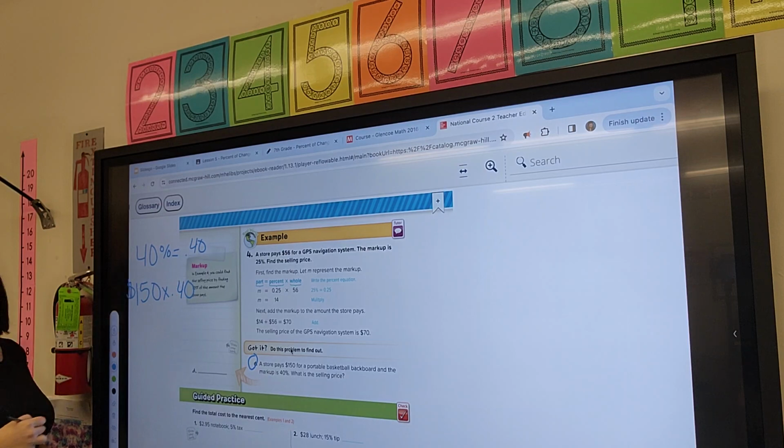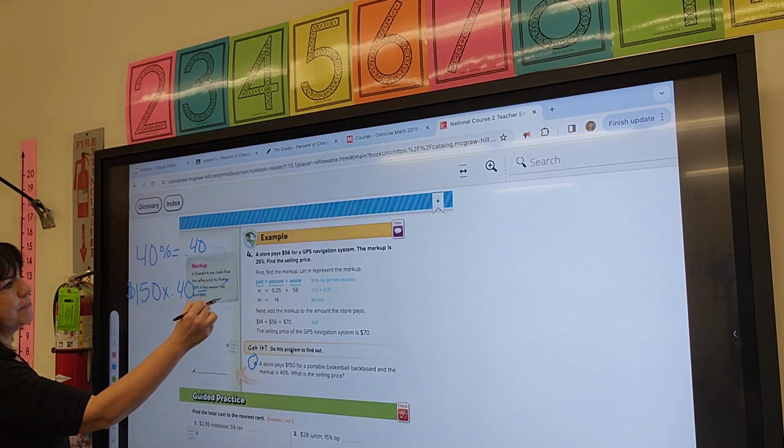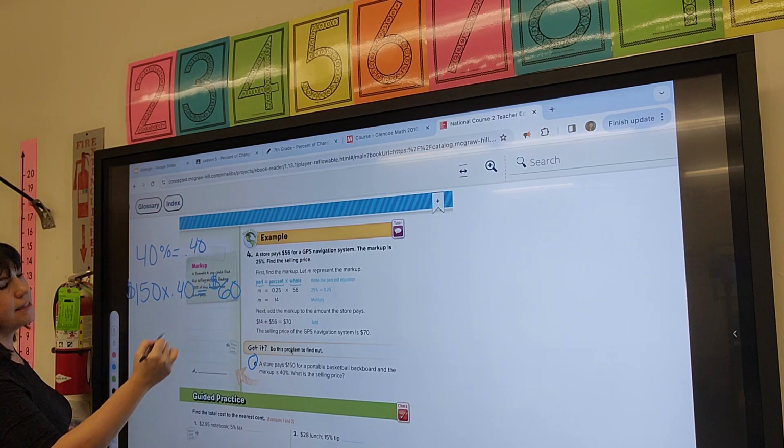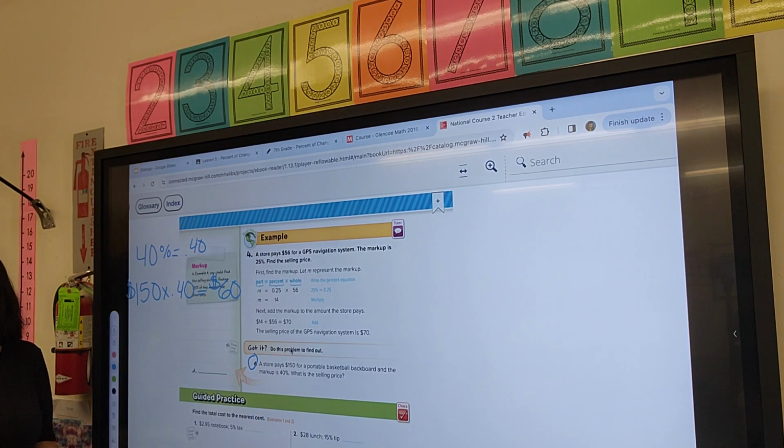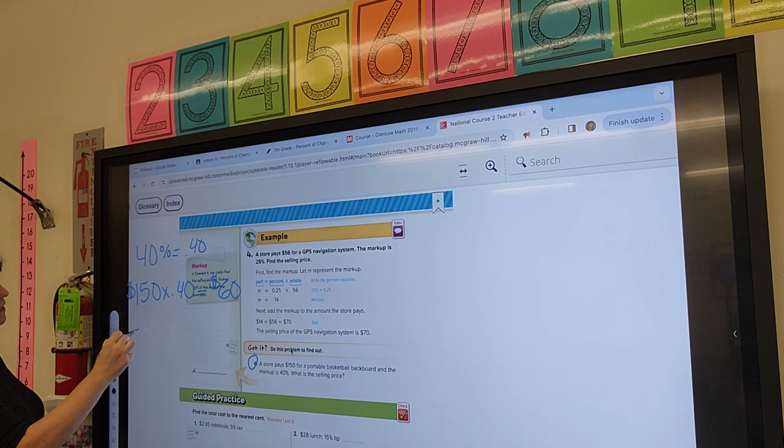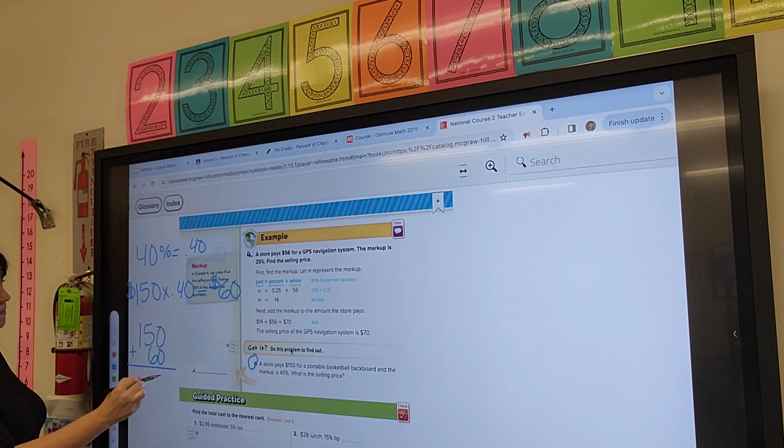What's 150 times 0.40? Somebody tell me. 60? Yes, $60 is the markup. They're marking that up $60. That's what they're going to earn when they sell it. So we add that to the cost. 150 plus 60 equals what? $210. That's how much they're going to sell it for with markup.